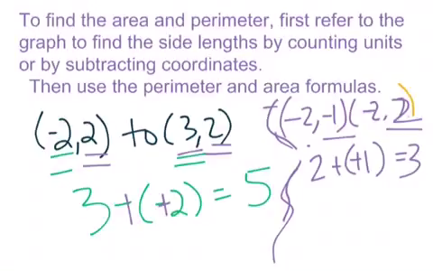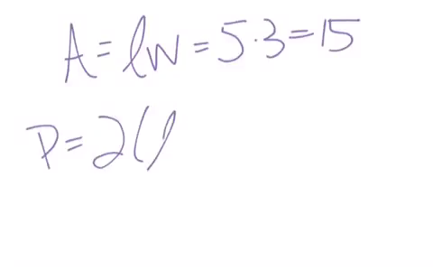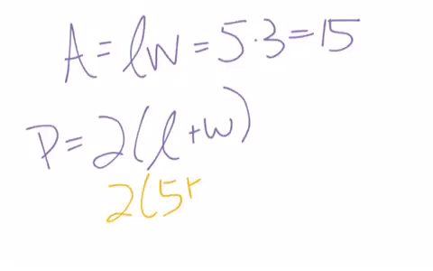Sorry, I keep messing this up. Our length is 5 and our width is 3. For area, we know area is length times width, so that's 5 times 3, so the area is going to be 15 units. For perimeter, we're going to have 2 times (length plus width): 2 times (5 plus 3), which is 8, so it's going to be 16. So the perimeter is going to be 16 units.